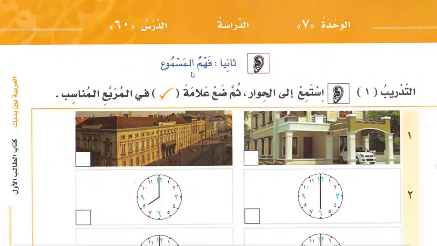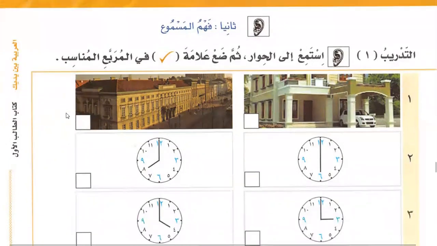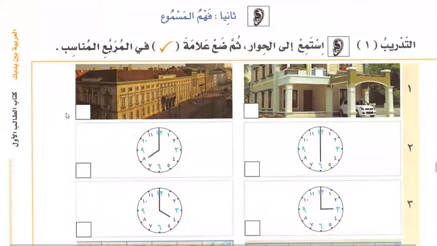فهم المسموع, understanding of what you hear. التدريب الأول, first exercise: استمع إلى الحوار, listen to the dialogue, ثم ضع علامة الصحيح, then put the check mark في المربع المناسب, in the appropriate box. So you have two options. So I will say a dialogue and you will put a check mark on either one of them.